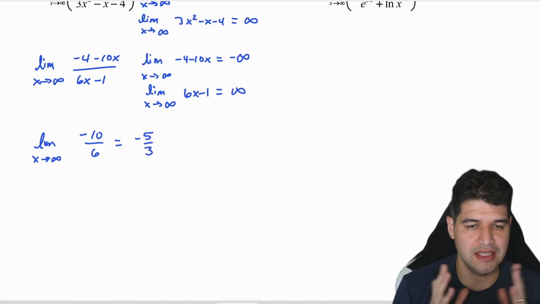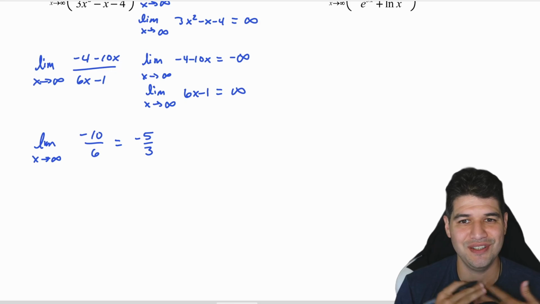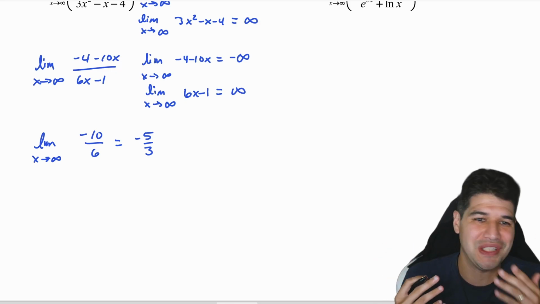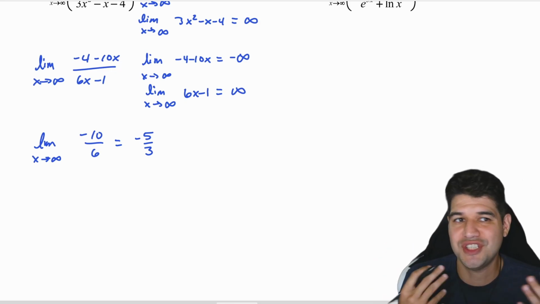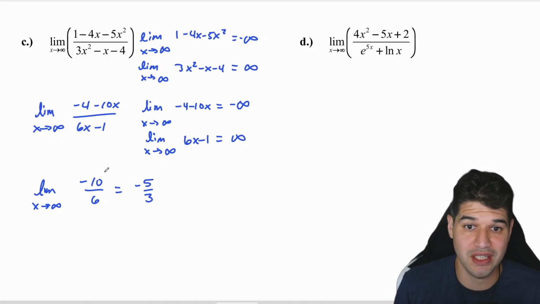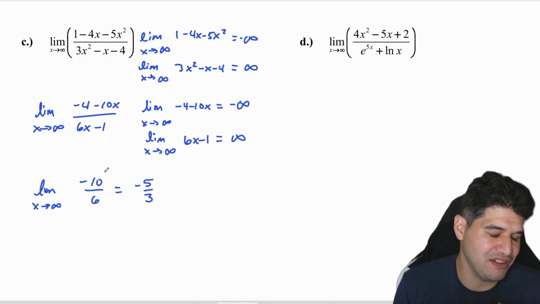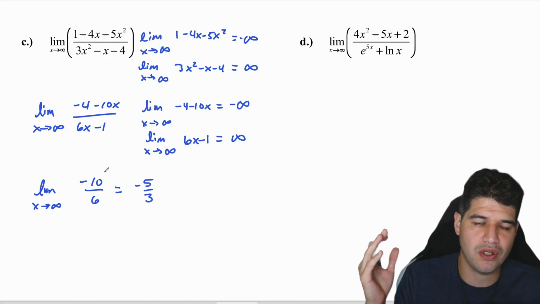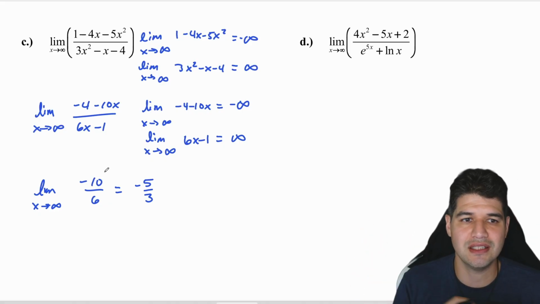I would be highly skeptical of a student who applies L'Hopital's rule a couple times here and applies derivatives, because you could just look at the degree of the numerator and denominator and get negative 5 over 3 immediately. But let's just say on test day you forget that and you're just like, I know L'Hopital's rule. Well, here it is. You can still apply L'Hopital's rule.